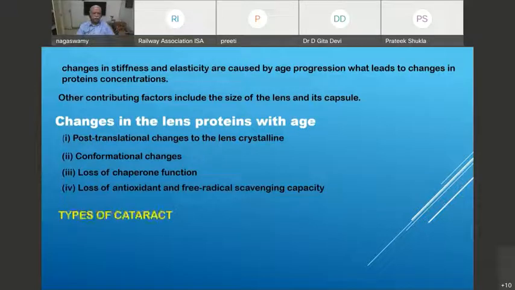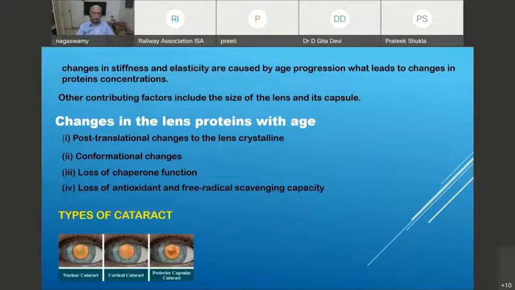The types of cataract can be nuclear cataract, cortical cataract, or posterior capsular cataract. These are the three types. What you see in this picture are all pictures seen through the slit lamp. Normally, by just throwing light, you cannot see this. In the nuclear cataract, you find there is a central color change, whereas a cortical cataract is mostly in the periphery, and posterior subcapsular cataracts look darker, just like a nuclear one, but on the posterior side.